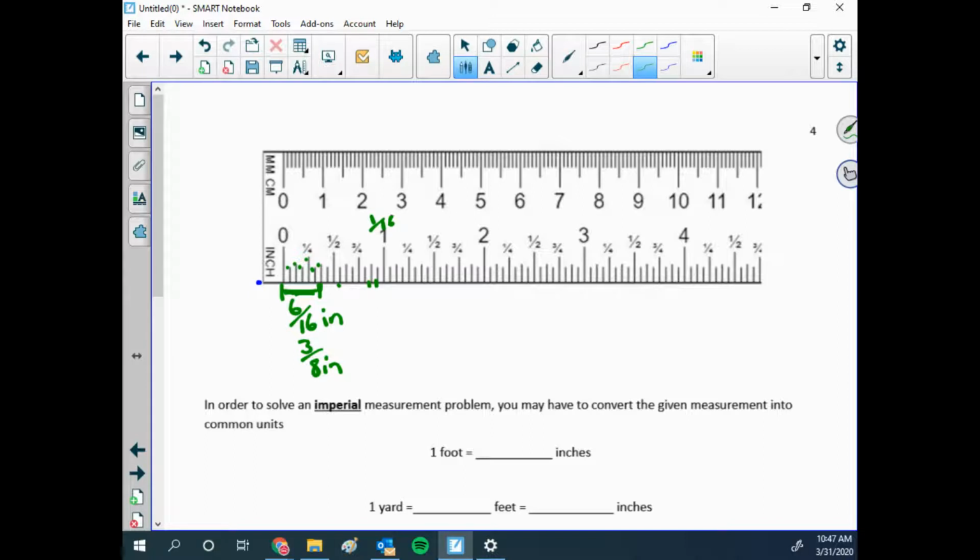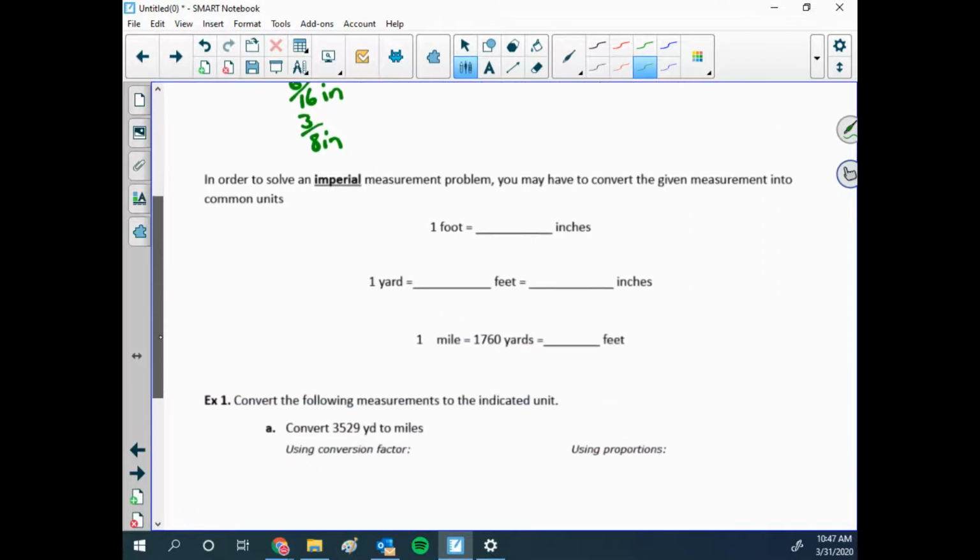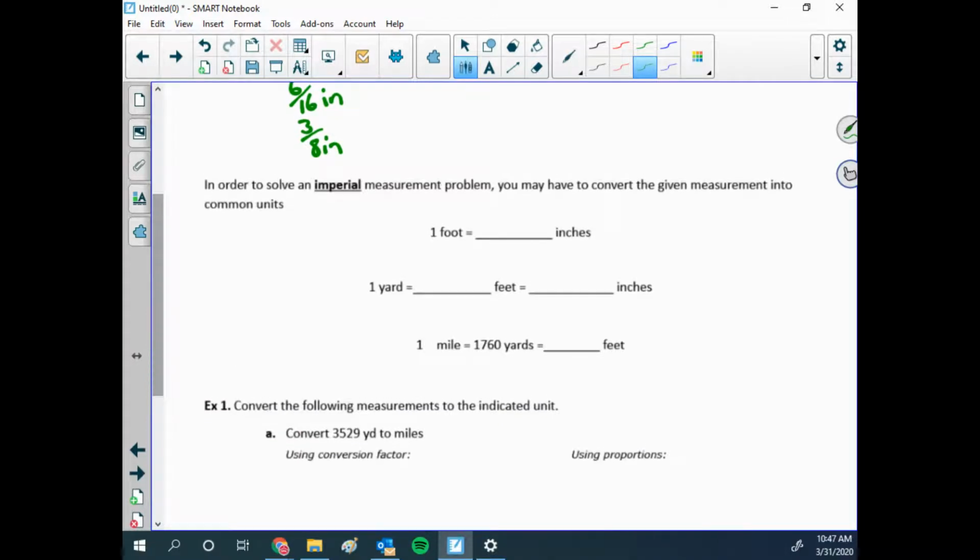Okay, so first of all, what we're looking at here is solving imperial measurement problems. If we are just looking at measurement conversion problems, we first of all have to know how to convert between one unit and another. Some people know these conversions off the top of your head. That's great. If you don't know them, again, you have them on your formula sheet, so make sure you print one of those out for yourself.